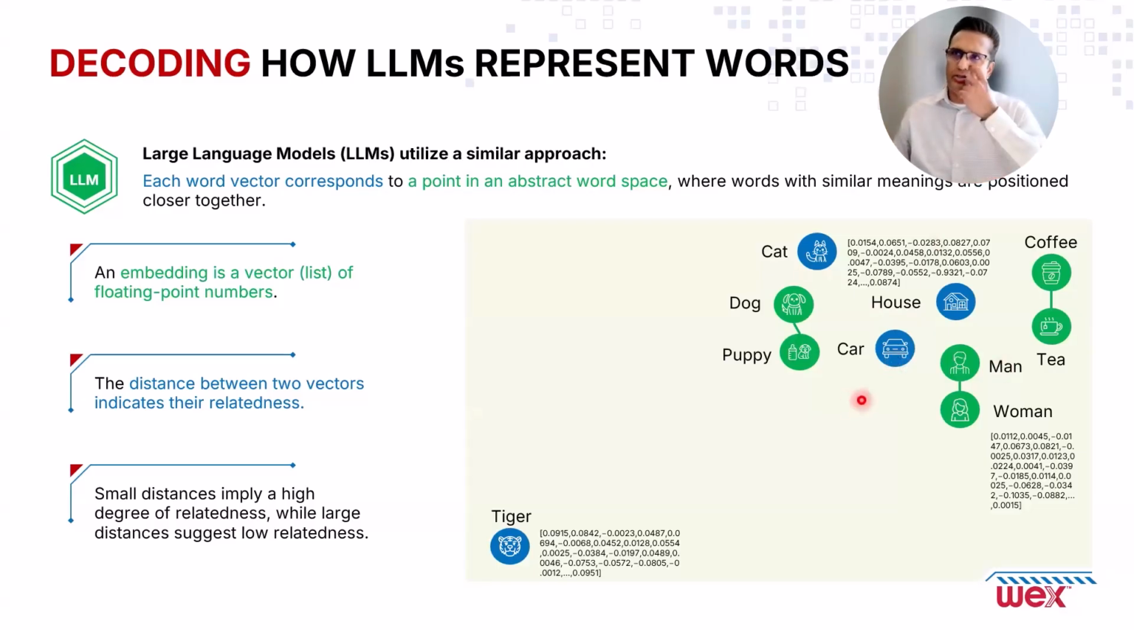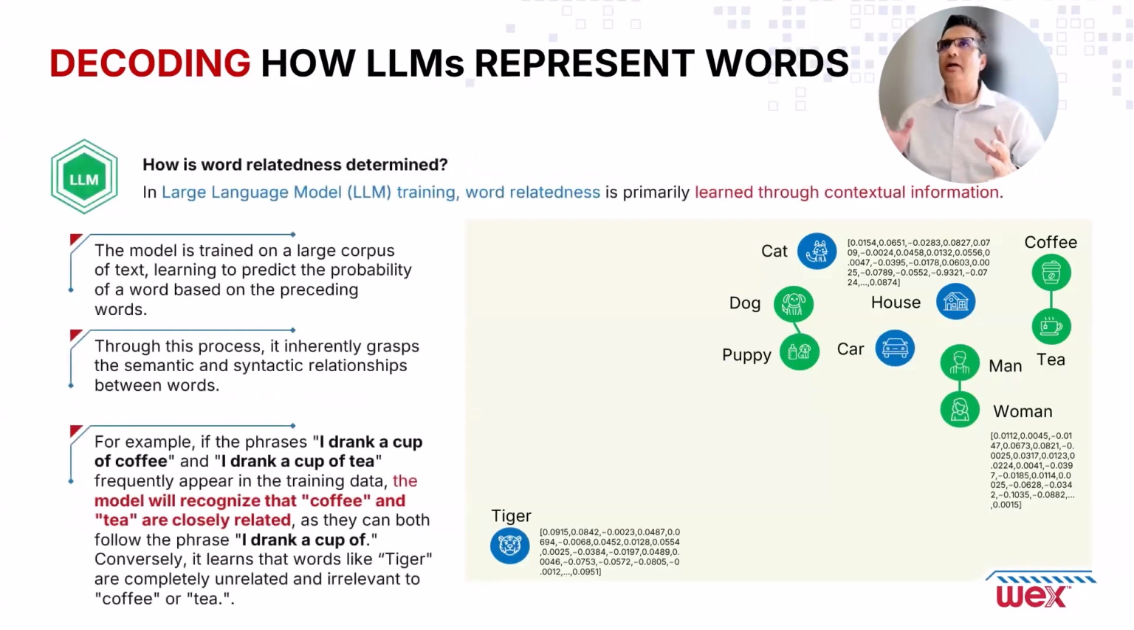The one analogy I can tell you is that when the LLMs were going through the training data, they took a lot of data from all of the internet. So it went through a lot of text during the learning. Now let's zone in on these two words, coffee and tea. How did it place these two words closer to each other?